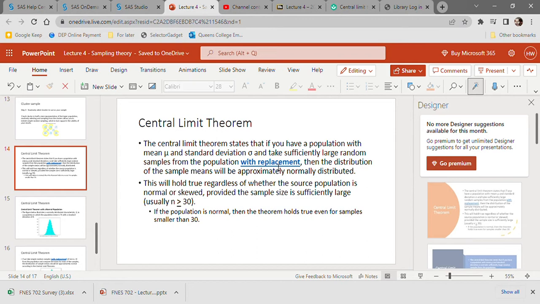So the central limit theorem only works if you're taking the sample multiple times from the same population and everybody goes back into the population, right?